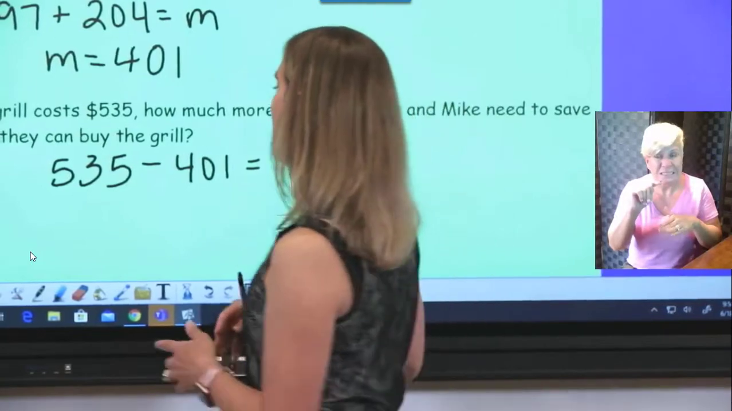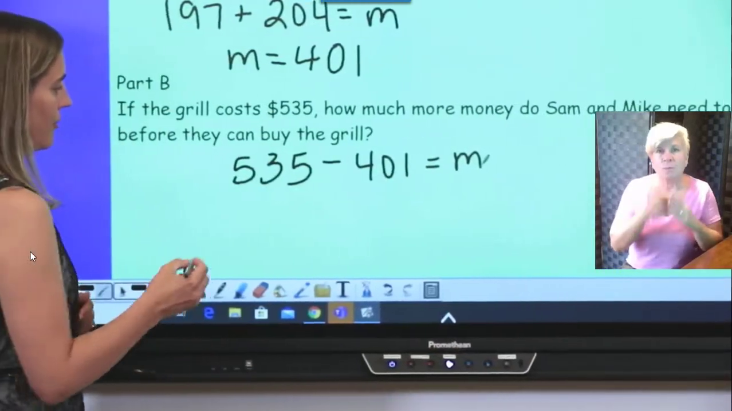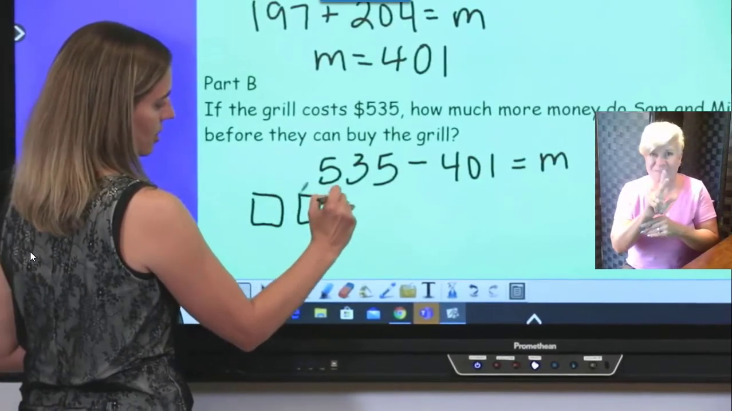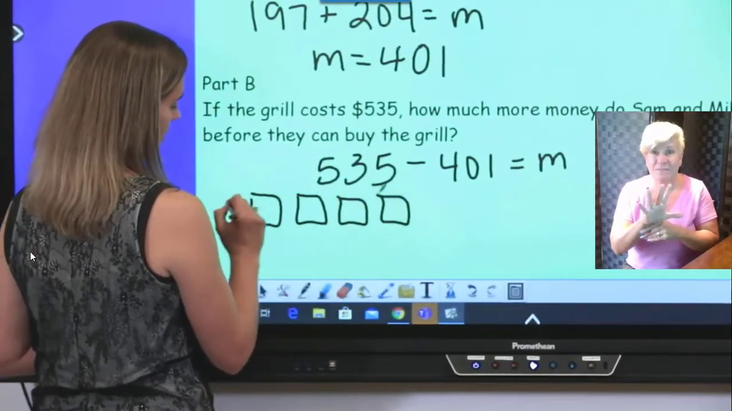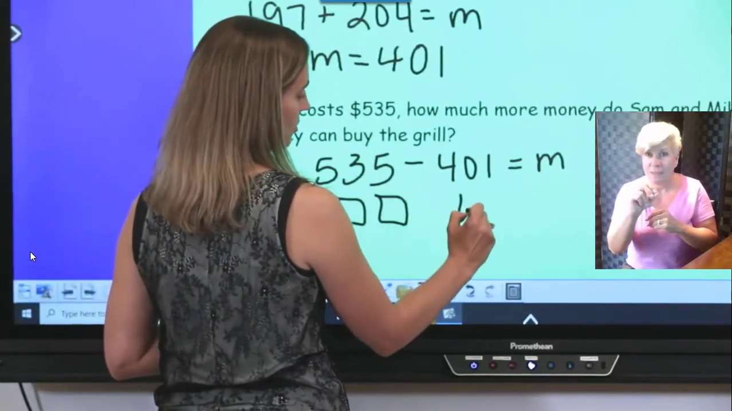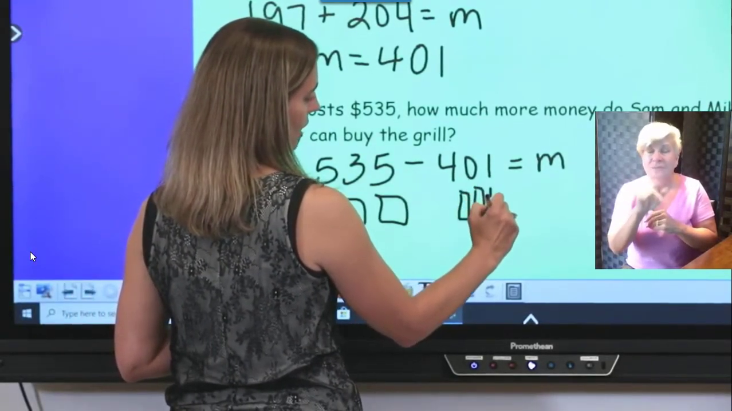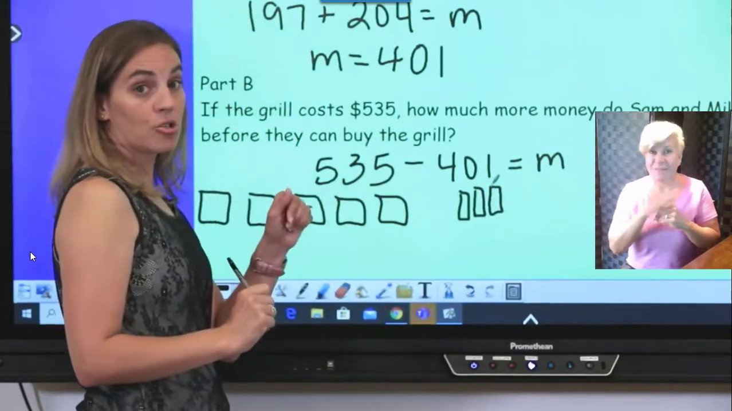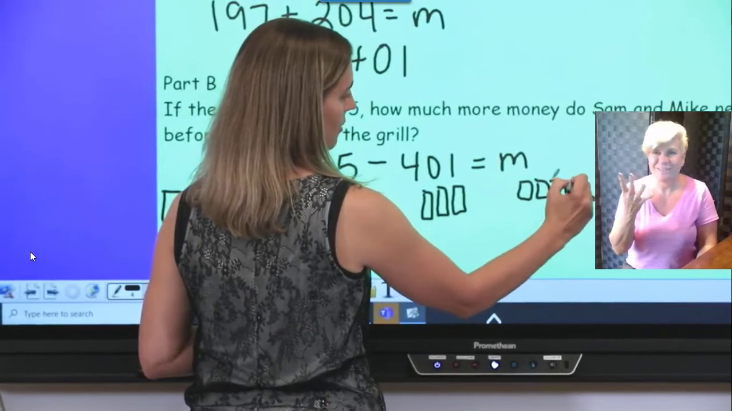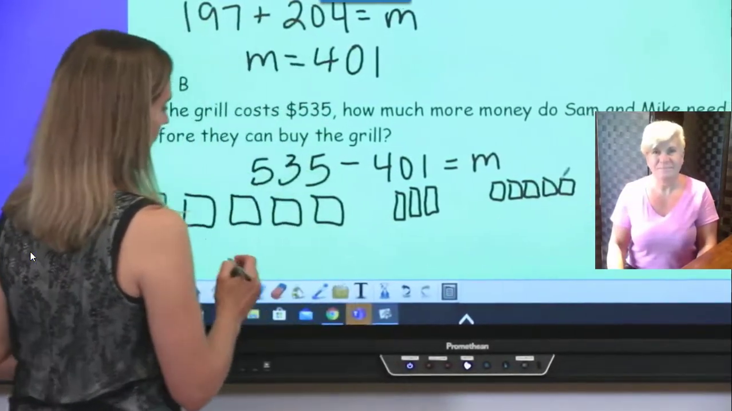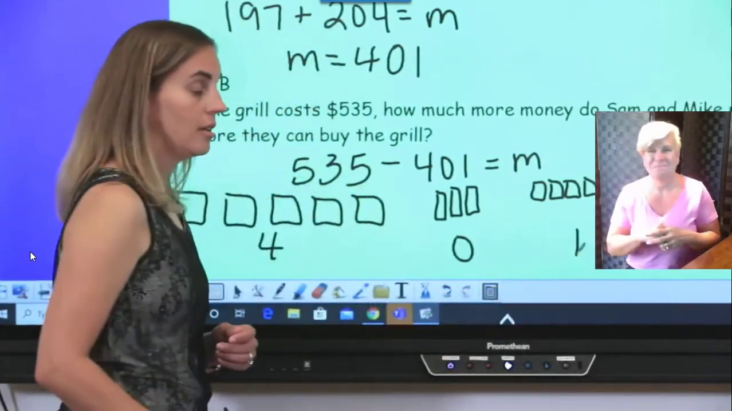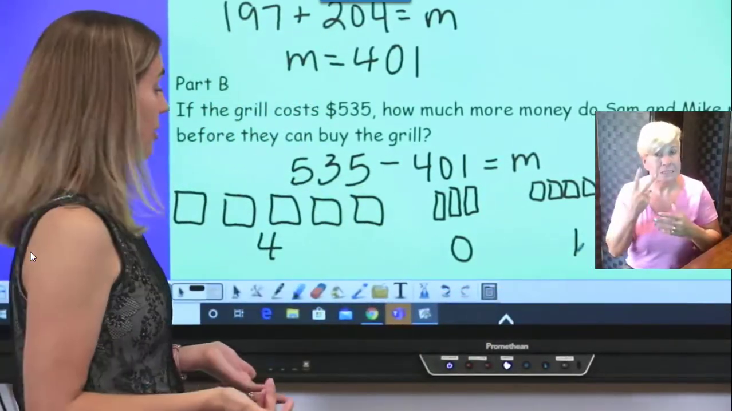So let's do that. I'm going to start with my 535. So I'm going to start with 500. 1, 2, 3, 4, 5. And I'm going to do 30 now. 10, 20, 30. And then I'm going to draw my 5. 1, 2, 3, 4, 5. And I'm taking away 401. Okay, let's see what we've got here.